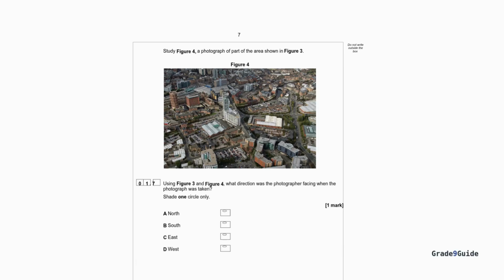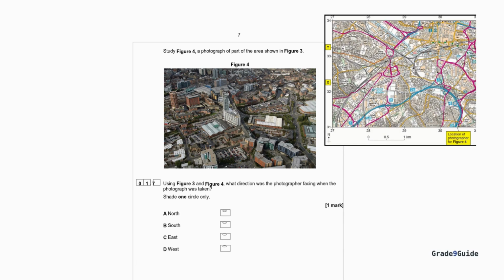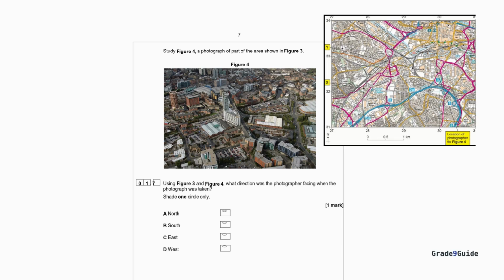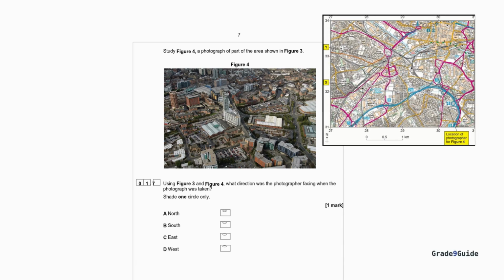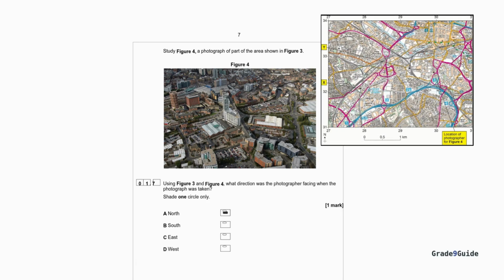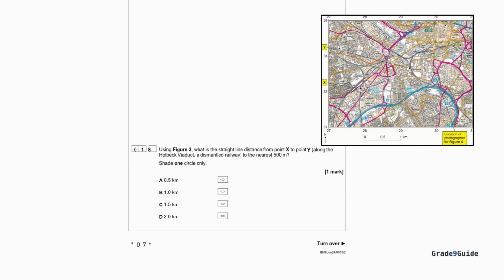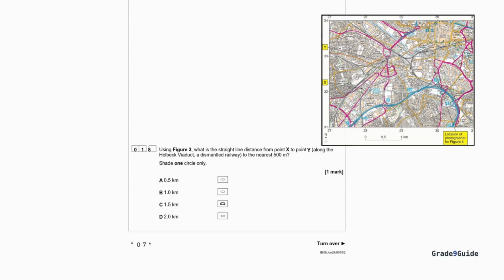Moving on to question 1.7. Using figure 3 and figure 4, what direction was the photographer facing when the photograph was taken? So here, you need to match up the landmarks you see in the photo with where they are on the map. When you do that, you can see the photographer must have been facing north. So the answer is A. And for question 1.8, using figure 3, what is the straight line distance from point X to point Y to the nearest 500 meters? This is a classic map measurement question. You just measure the line from X to Y and then use the map scale. That gives you 1.5 kilometers, making the correct option C.